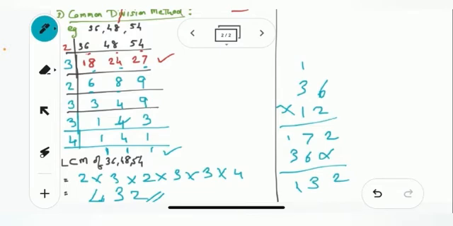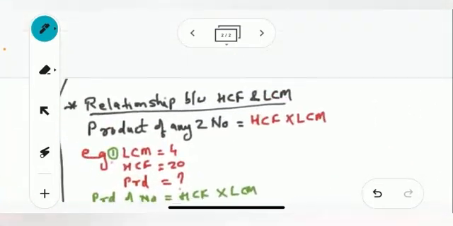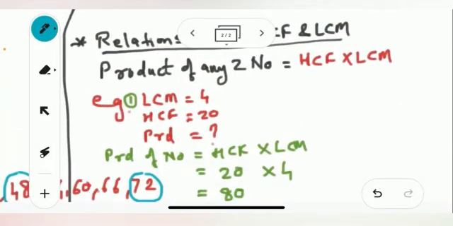Okay. Now the next important part is the relationship between HCF and LCM. Now here, understand the product of any two numbers. Now we will give you any two numbers, and when you multiply these two numbers, the answer you get will be the same as the answer when you multiply HCF and LCM.